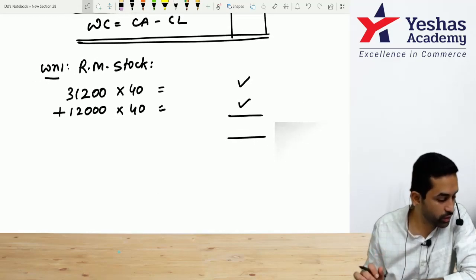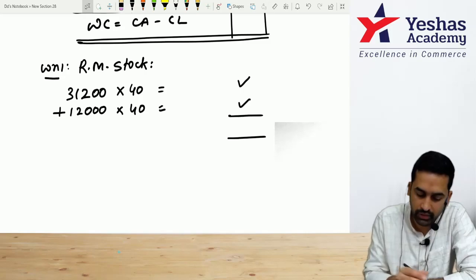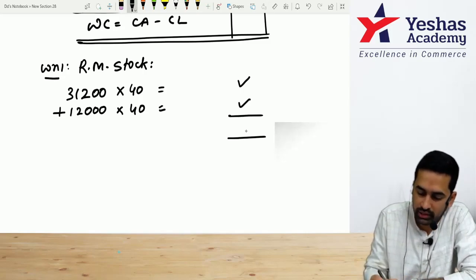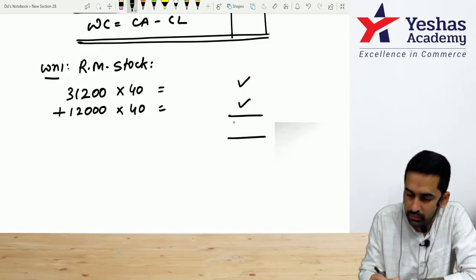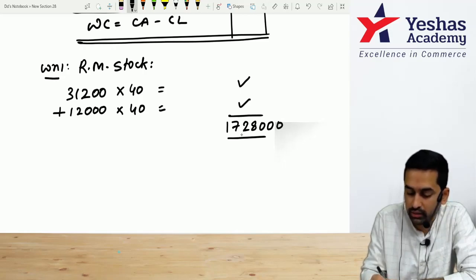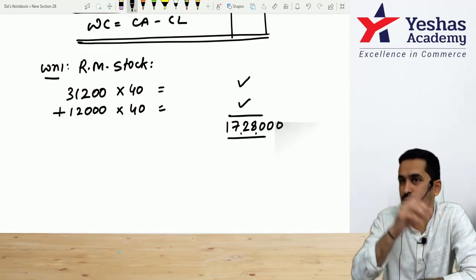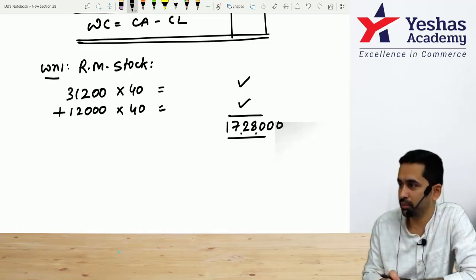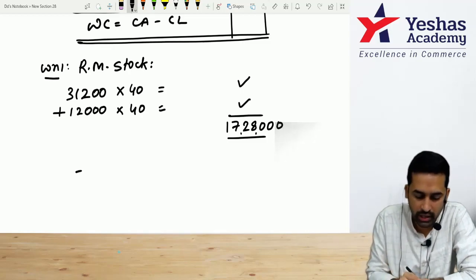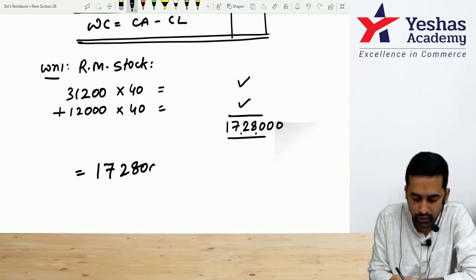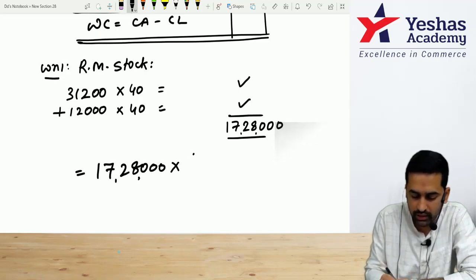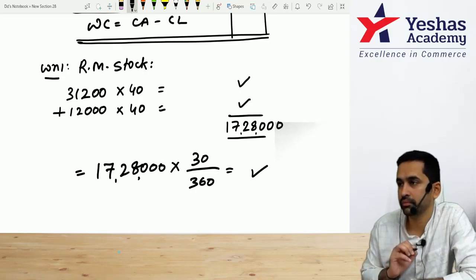And how long are we going to keep it? They have given 30 days requirement. So whatever number you get, what's the number you have? M plus number 17 lakh 28,000. That is the annual raw material consumption. But I won't be buying so much and keeping with me. I'll be keeping only for how many days of requirement? 30 days, into 30 by 360. This will be the number.